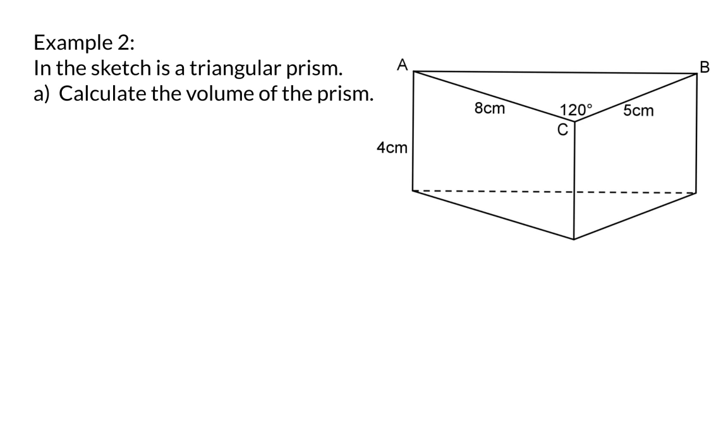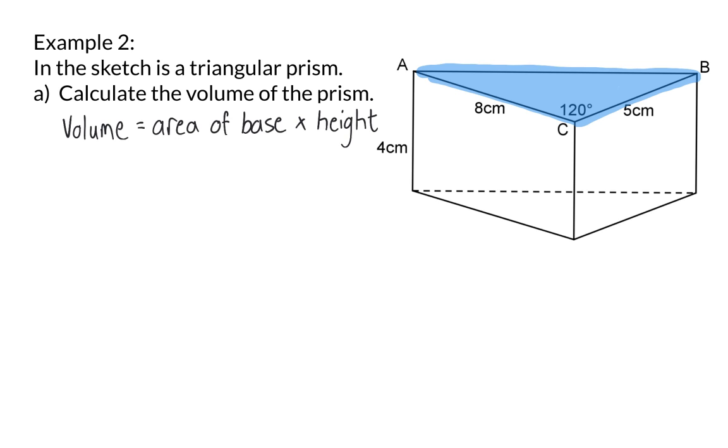Example 2. In the sketch is a triangular prism, and the first question is calculate the volume of the prism. To calculate the volume of a triangular prism, we need to take the area of the base and multiply it by the height of the prism. Usually we would say that the area of the base, this is a triangle, so that will be half times base times perpendicular height, and then multiply that by the height of the prism. But in our example, we do not have the base or perpendicular height of this triangle, so we cannot use this formula to determine the area of the base.